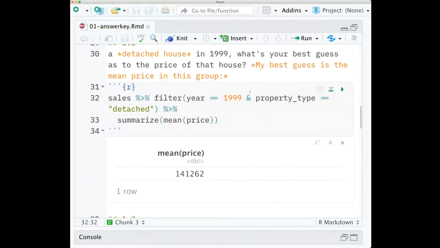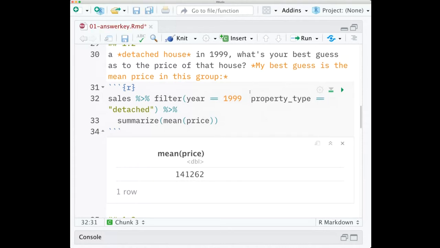The reason why I prefer using and rather than comma is because if I wanted an or condition, I would use a vertical pipe here, this kind of vertical line which is above the enter key on your keyboard. Or maybe it isn't, I can't tell if I'm on a UK. Yeah, I'm on a US. I don't know where it is on the UK. But this vertical line symbol means or in R.